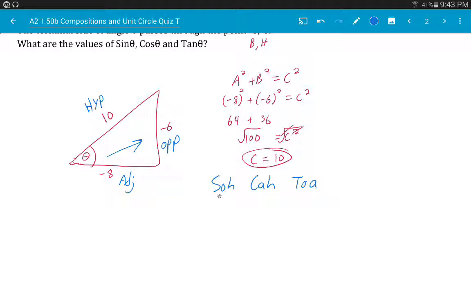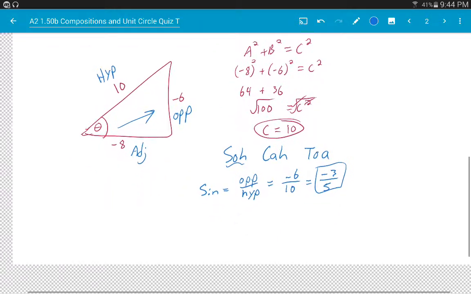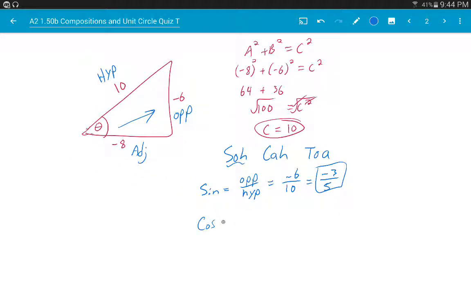SOHCAHTOA, I'll explain just the first one. Sine is equal to opposite over hypotenuse, which means the opposite is -6 and the hypotenuse is 10, and we should simplify, so we divide them both by 2 and we get -3 over 5. Cosine is adjacent over hypotenuse, so that's -8 over 10, which is -4 over 5. And tangent is opposite over adjacent, so -6 over -8. And simplify that, divide them both by -2, and I get 3 over 4.